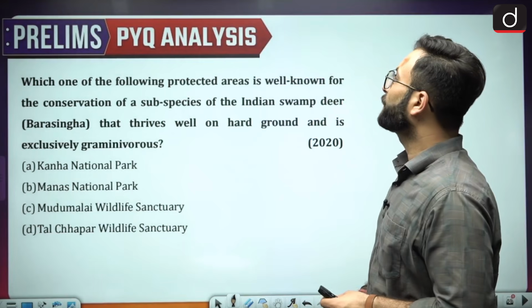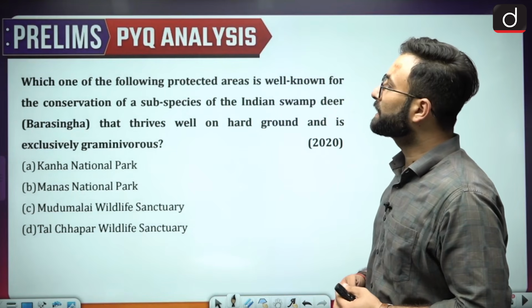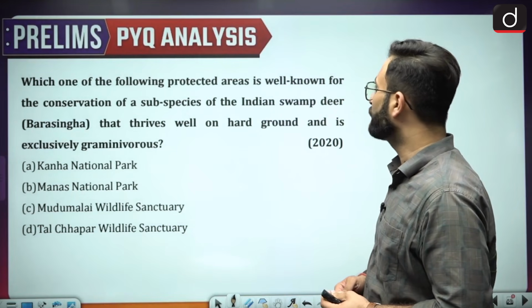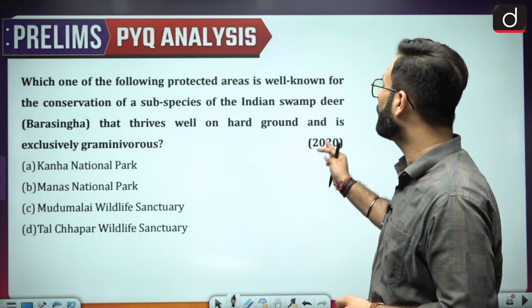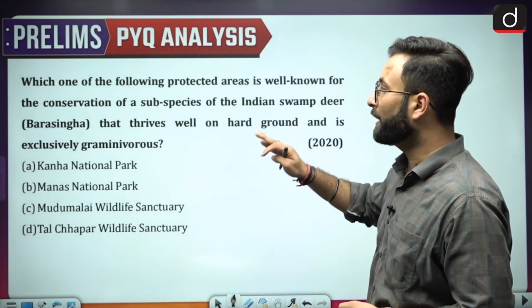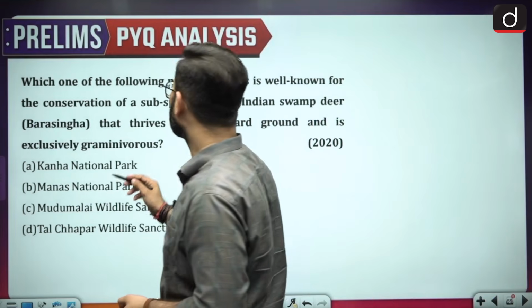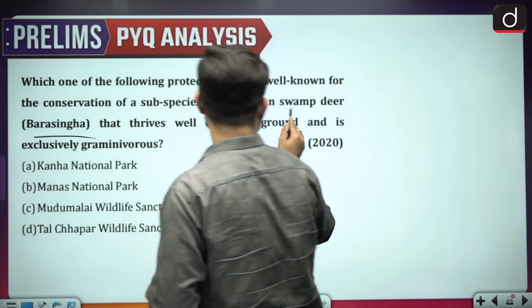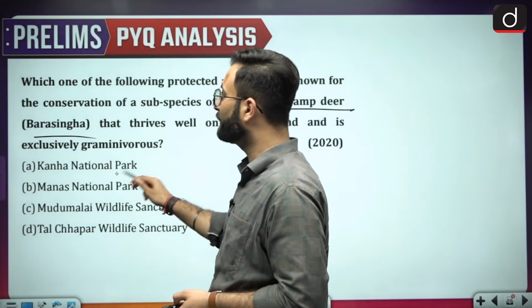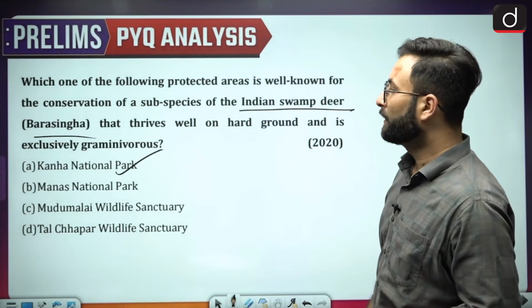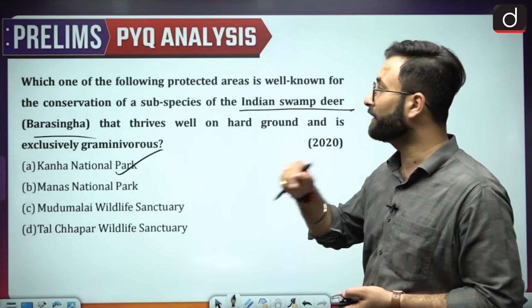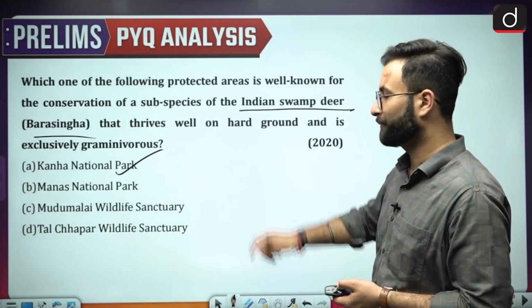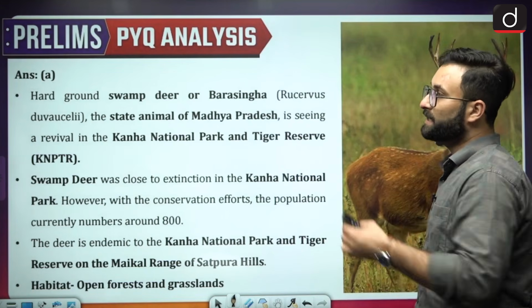Which one of the following protected areas is well known for the conservation of the subspecies of the Indian swamp deer, that is Barasingha, that thrives well on hard ground and is exclusively graminivorous? Okay, now basically they are talking about the Barasingha or the Indian swamp deer. So Kanha is the one. Option A is your right answer over here. Okay, and when we talk about these areas, you will see that Kanha is the one which is fitting the description over here. Option A is your right answer.